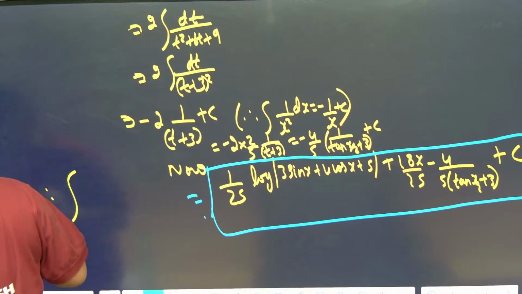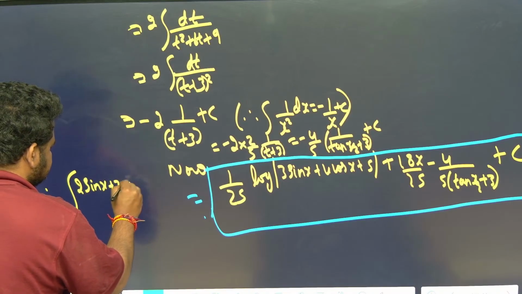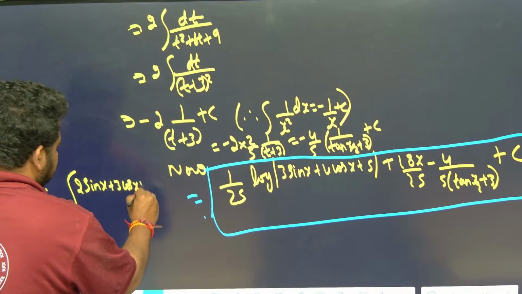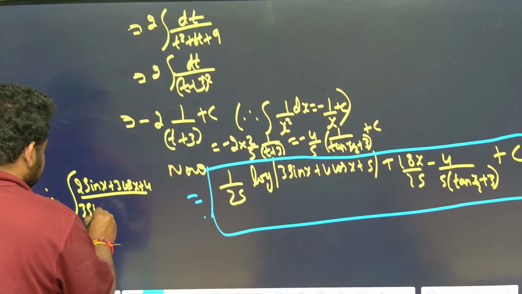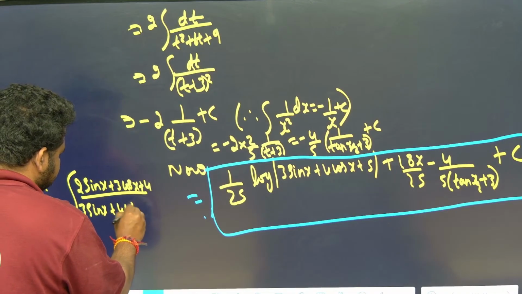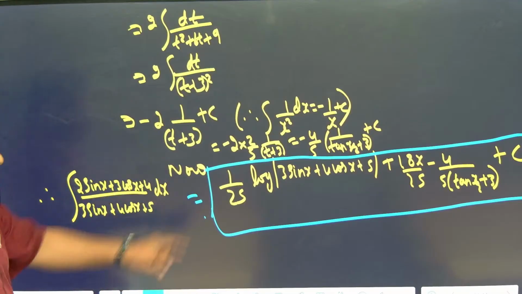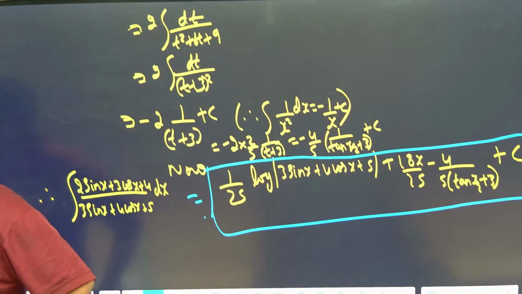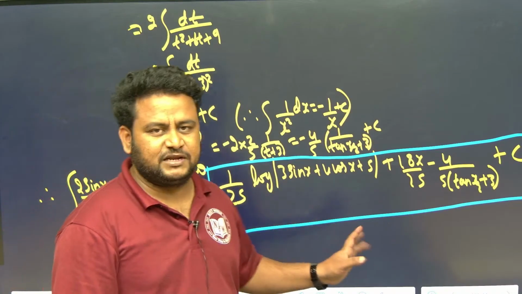The integral of 2 sin x plus 3 cos x plus 4 divided by 3 sin x plus 4 cos x plus 5 will be equal to this entire thing. This is the final answer, friends, clear? Of course it is very lengthy, I understand, but conceptually it is very simple if you know the methods.